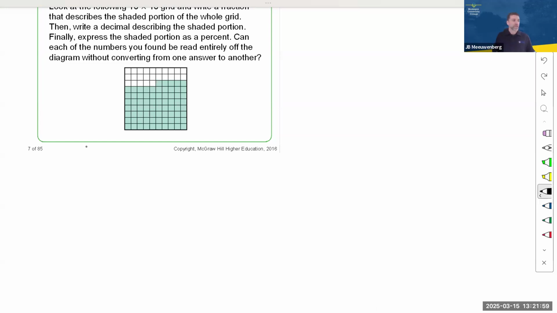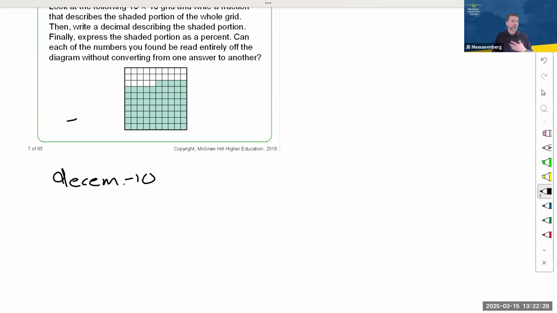The word decimal actually comes from a Latin word. Many of our words in mathematics come from Latin words. Decem, D-E-C-E-M, is the Latin word, and it means 10, which makes sense because we use a base 10 number system. We talked about that earlier in the course. So any number written in base 10 can really be called a decimal.